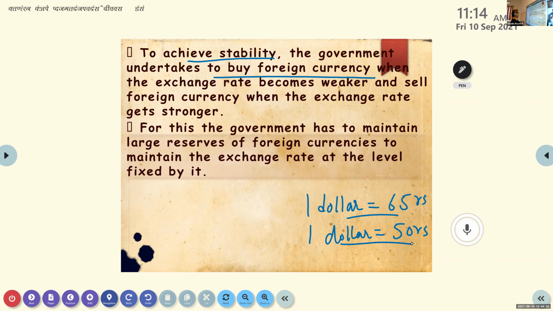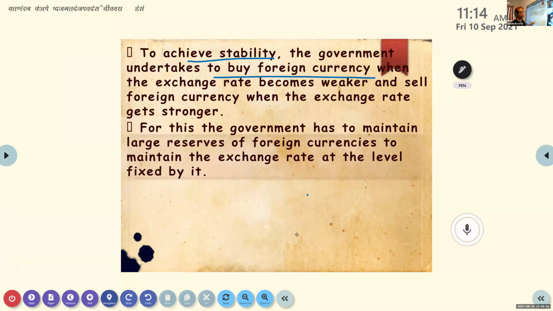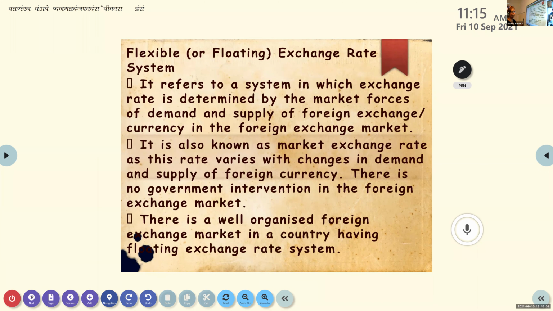Now for this, what will the government do? The government should keep a lot of reserves of foreign currencies with them to maintain the exchange level, or they want to keep a fixed exchange rate. For that purpose, to maintain that stability, the government should keep large reserves of foreign currency. Otherwise, it will be very difficult for them to maintain that fixed exchange rate. So always those countries who are using this fixed exchange rate will have a lot of foreign exchange currencies with them.